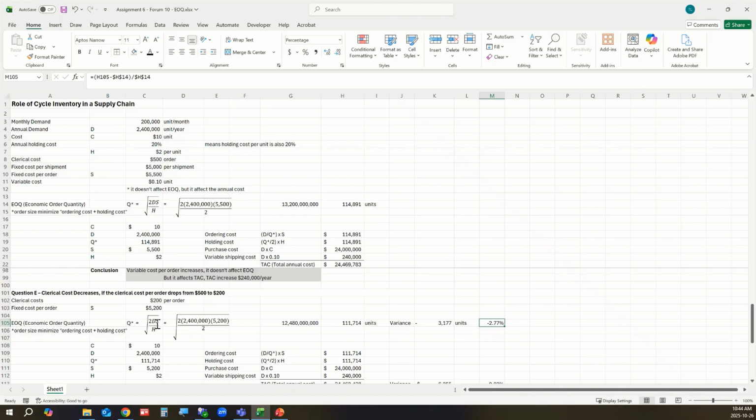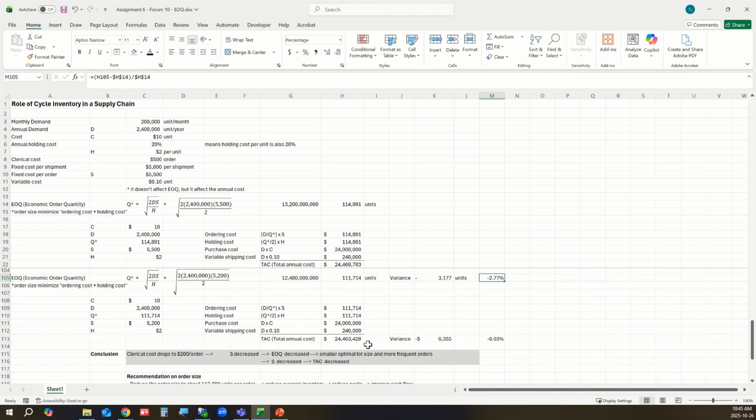The fixed cost is in the numerator of the order quantity. So when it decreases, it will lead to the order quantity also decreasing. And similarly, when the cost decreases, it will make the total annual cost also decrease. Fixed cost decreases, so the ordering cost and holding cost also decrease.